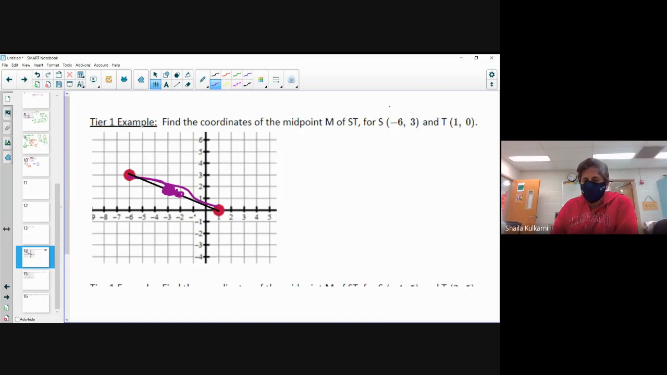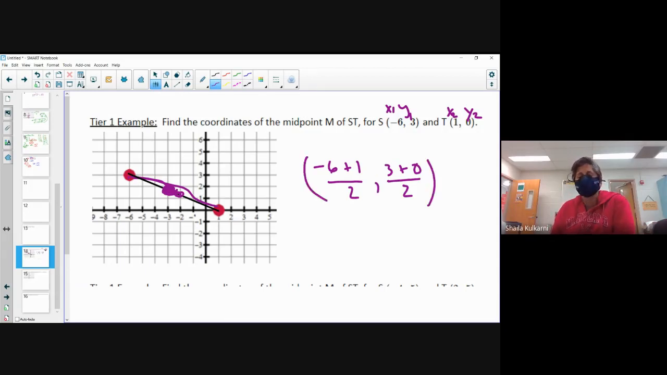So I'm going to label my points x1, y1, x2, y2, and then it says add the x's together, -6 plus 1, all over 2, add the y's together, and divide by 2. People, it said find the coordinate. That means there should be a comma here, and there should be parentheses around it. Let's be solid about our notation. Let's not have floating numbers all over our notebook.